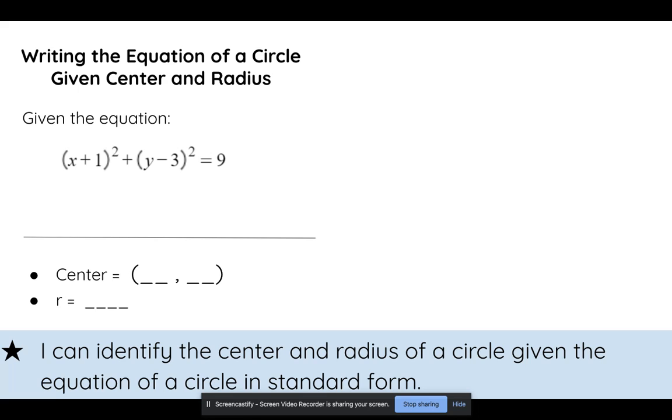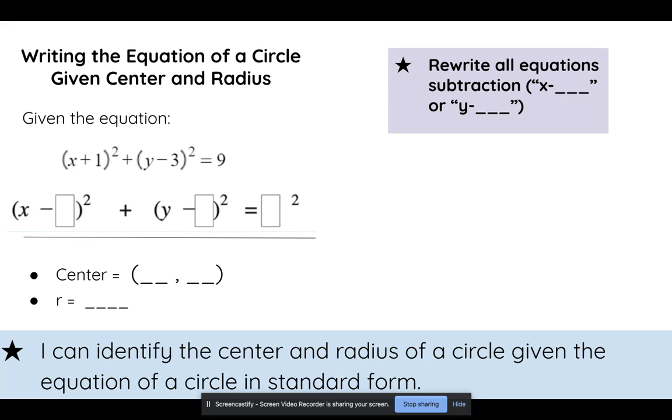So if we have the equation x plus 1 squared plus y minus 3 squared equals 9, we need to figure out our center and our radius. So this is where rewriting in a form of subtraction really helps us. If I'm adding 1, that's the same thing as subtracting negative 1. So for my x component, I have negative 1. I'm taking y minus positive 3, so my y component for the center is 3.